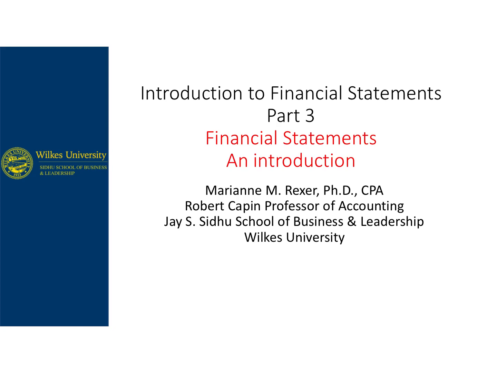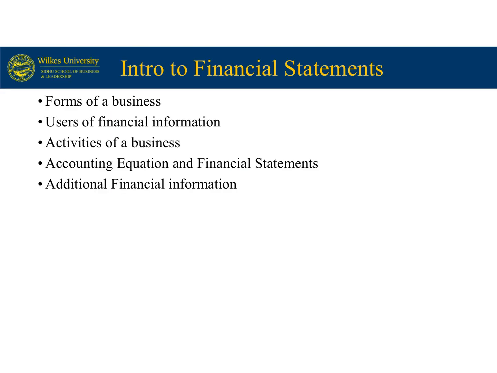This is part 3 of the Introduction to Financial Statements video series. In the first 2 parts, we discussed the types or forms of a business, who looks at the financial information of a business and why, and the major categories of activities of a business. This part is going to discuss how the accounting equation is impacted by those activities and how the financial statements use the accounting equation. And finally, some additional financial information that is present.